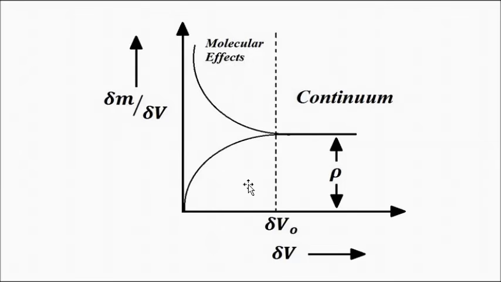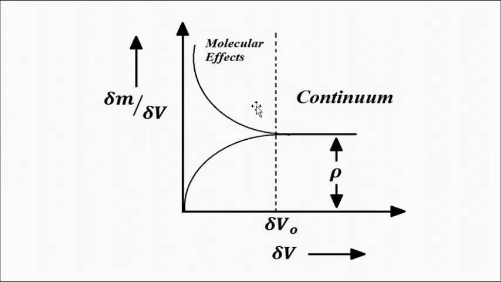Here is the plot we can see. This is delta V, the small volume of the sample space, and this is delta M by delta V, the average mass density. When the volume is decreased and taken to a point delta V subscript 0, up to this point the density is fixed at rho. But when it is decreased beyond delta V0, beyond this critical point, there is fluctuation in the average mass density value because of molecular effects.